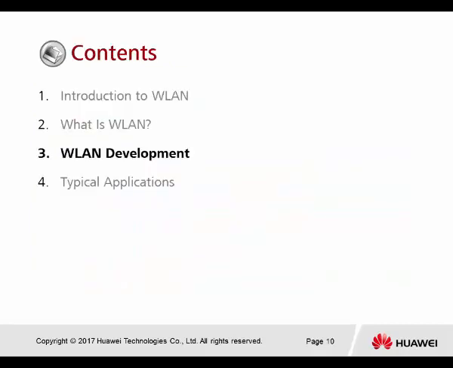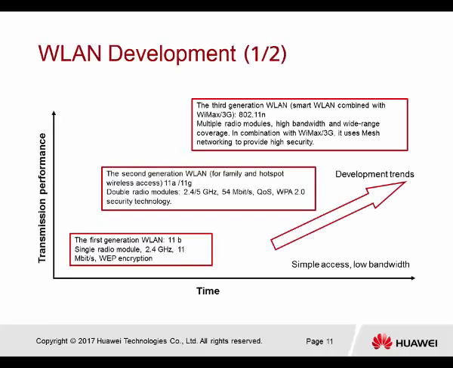Content number 3, WLAN development. From the picture here, you can see there are 3 different generations of WLAN. The first generation is 802.11b. This uses a single radio module, and it can only work in 2.4 gigahertz. The speed for this standard can only go up to 11 meg, and it only supports WEP encryption.